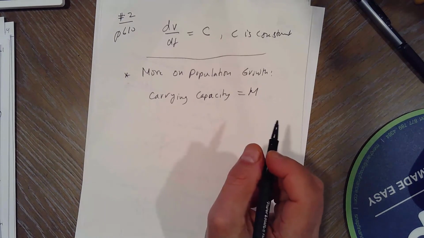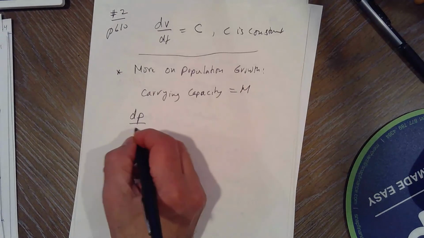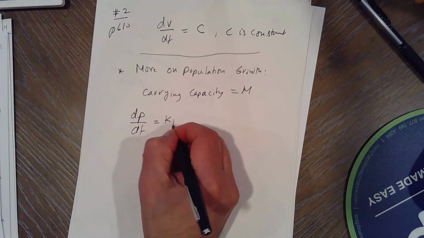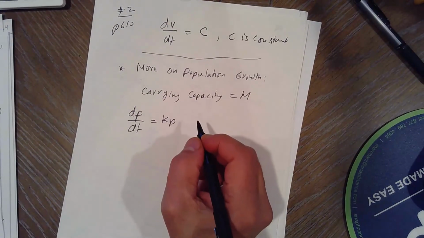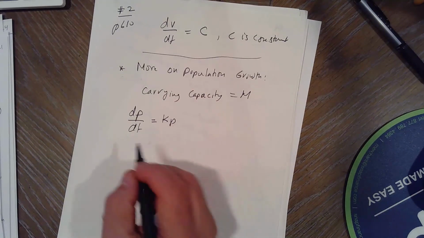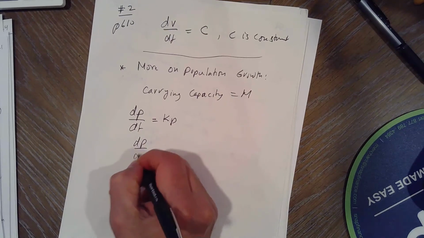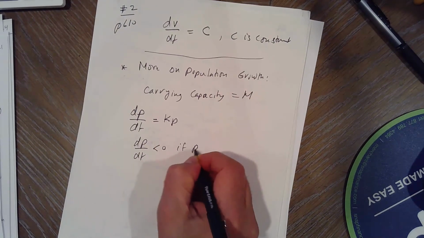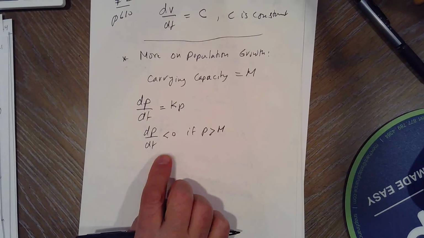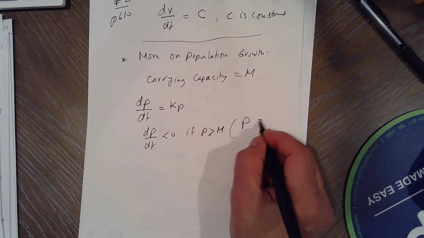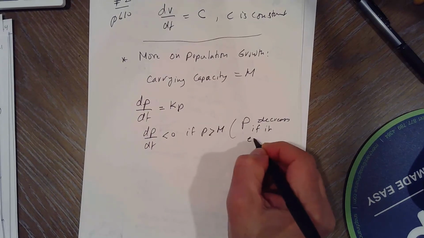Okay, so to take that capacity into account, we know that dP by dt is kP. We talked about this, we already did, right? So it's kP, and dP by dt is negative if P is greater than M. So once you reach that carrying capacity, the rate of change becomes negative, so the population decreases if it ever exceeds M.